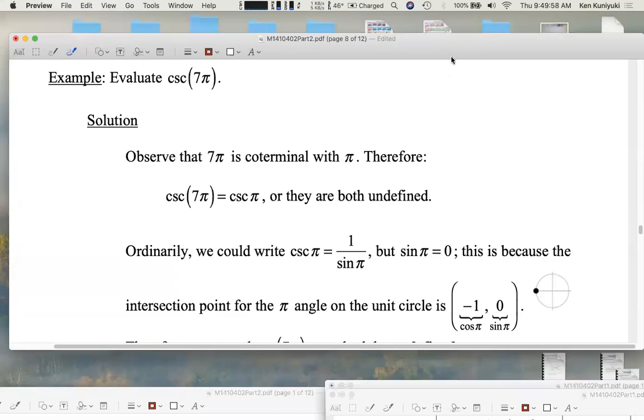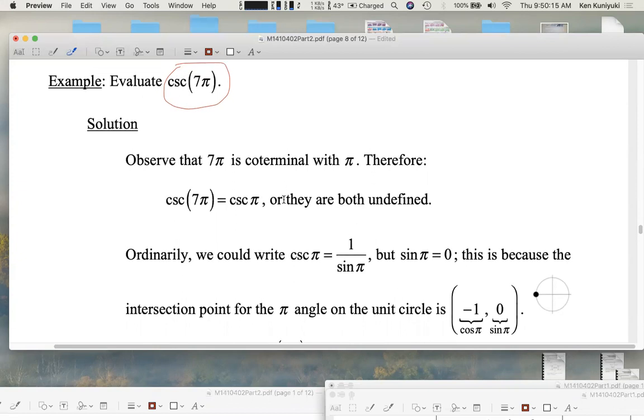Hi everyone, we're continuing our adventure of finding trig values all around the world. In this example, we'll evaluate, or simplify, basically, cosecant of 7 pi. Well, 7 pi is too big, so it will help to find a nicer coterminal angle. Let's find a nicer coterminal angle. Well, to find coterminal angles, we can add or subtract 2 pi.